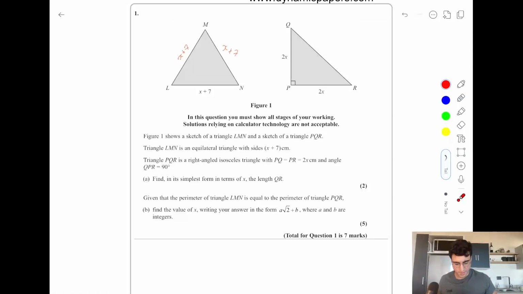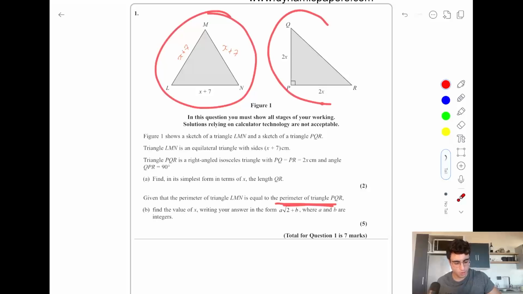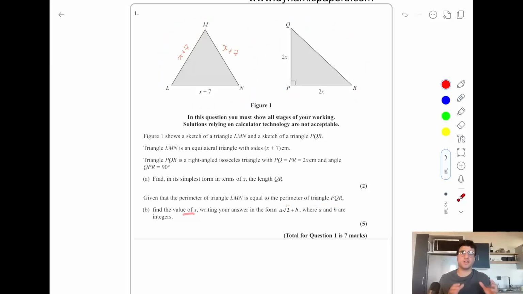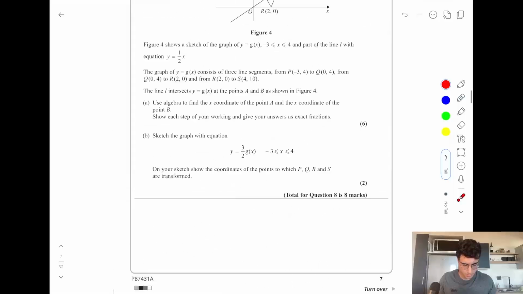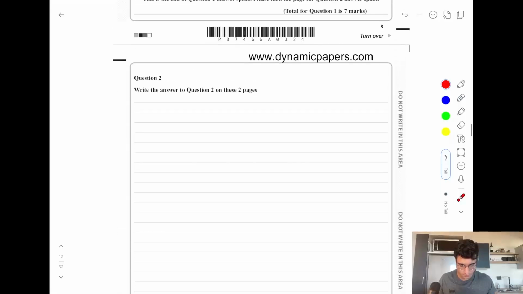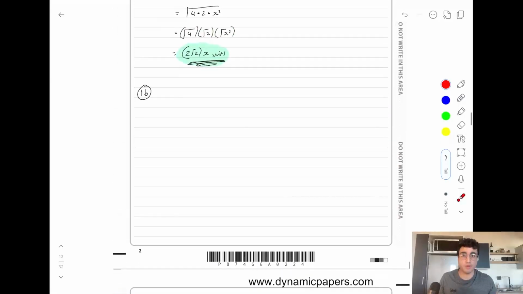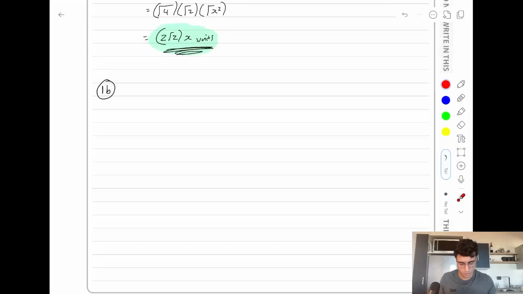Alright guys, so for 1b, it says that given the perimeter of the triangle LMN, this thing over here, is equal to the perimeter of the triangle PQR, we need to find the value of x, and write it in the form a root 2 plus b, where a and b are integers. Cool. So that means a and b cannot be fractions. Important point there. So for 1b, we're going to set this up. The perimeters must be equal.